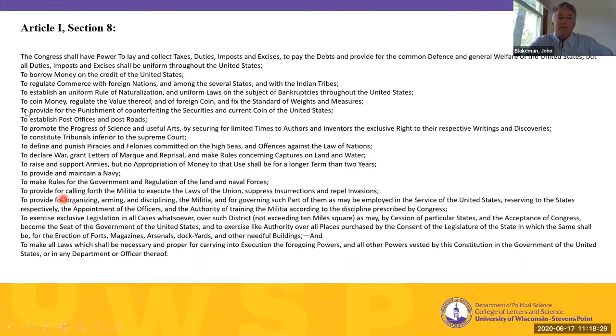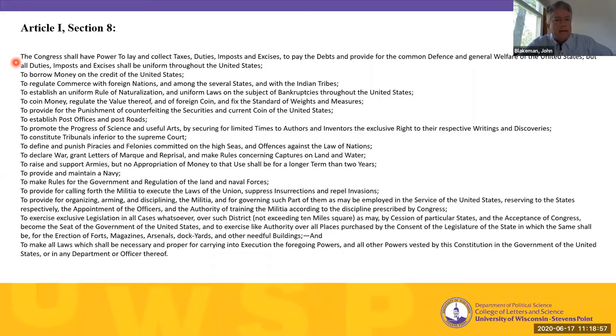So let's briefly take a look at Article 1, Section 8. I apologize for the small print. I really couldn't do it any other way. But Article 1, Section 8, remember, spells out the powers of Congress. And as you read through it, you are not going to find an explicit, clear power to charter a national bank.